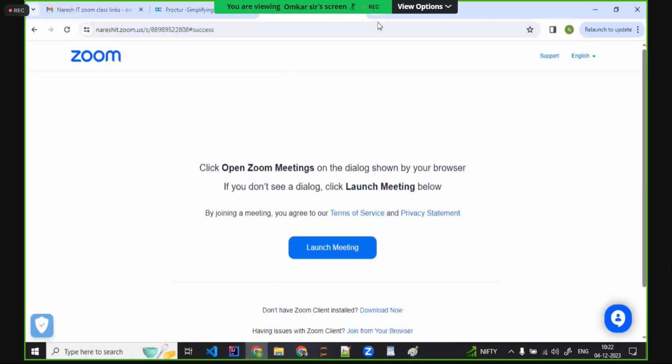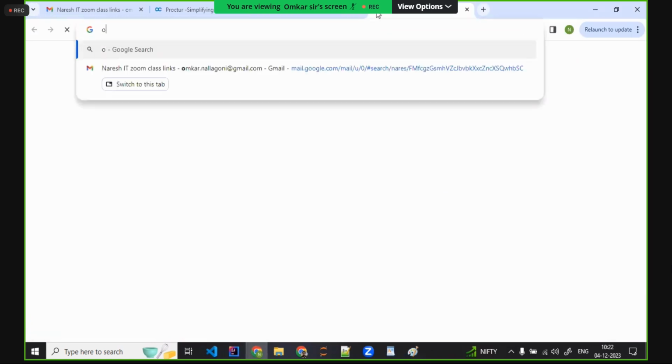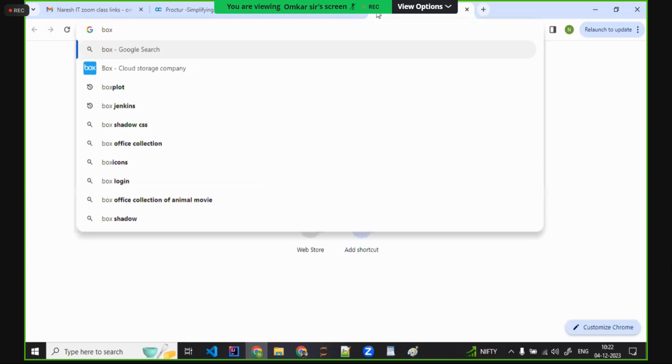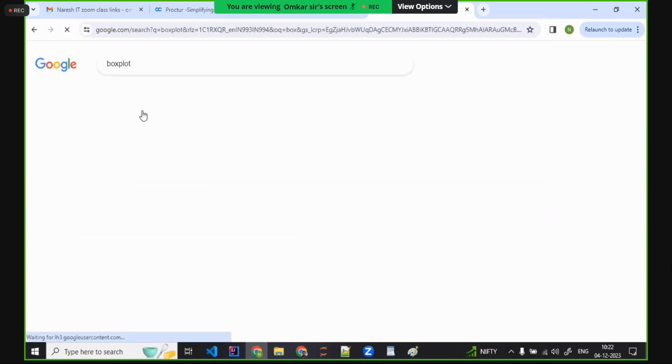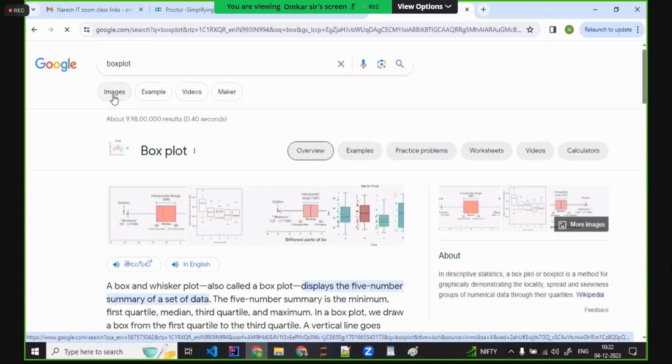Now suppose, take the box plot. Just take the box plot images.